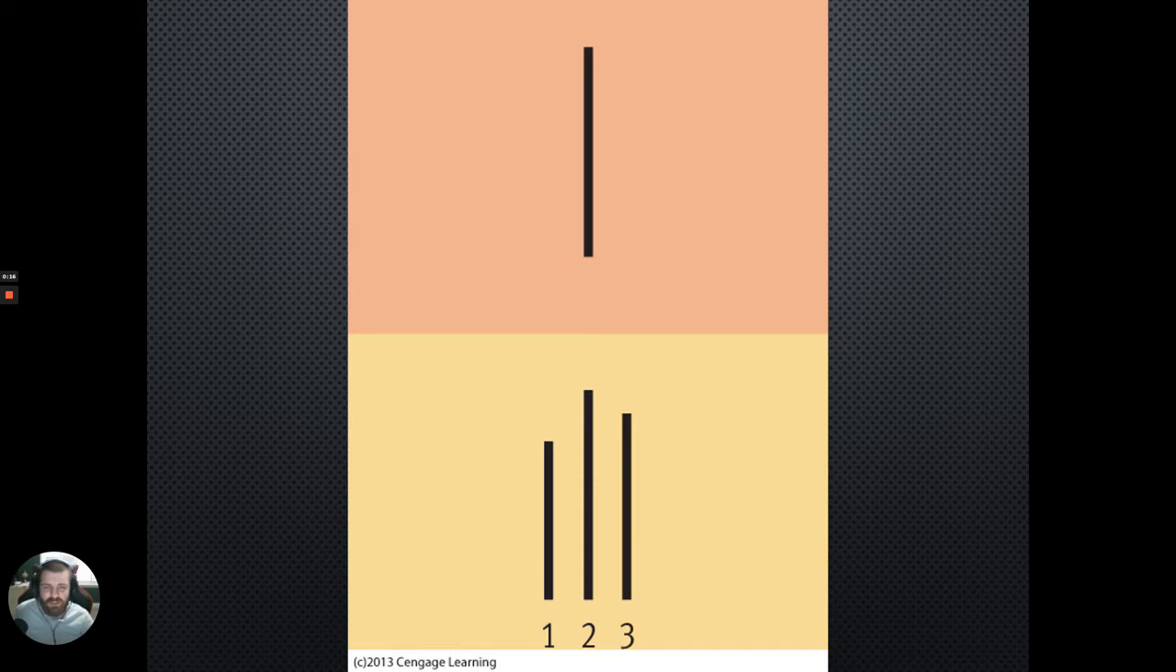The conformity test looks as follows. You see a line at the top of this image, and you're simply asked, which line does it match to, line 1, 2, or 3? Now, when this actually occurs, you're in the presence of other volunteers who are actually participants in on the study, so you would be the individual who's truly being tested. And after a couple of visualizations such as this, you would begin to trust the answers of the other members of the group.